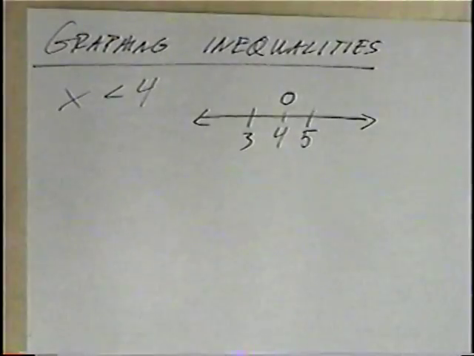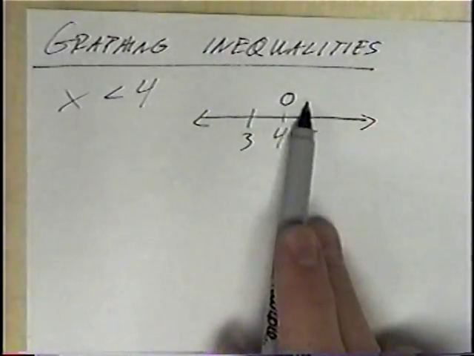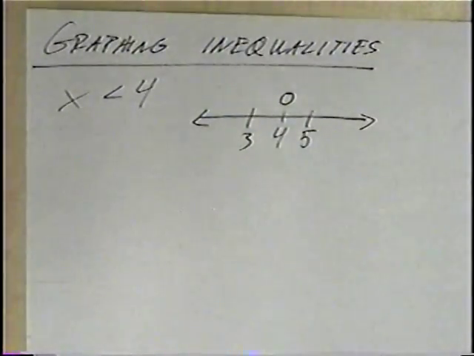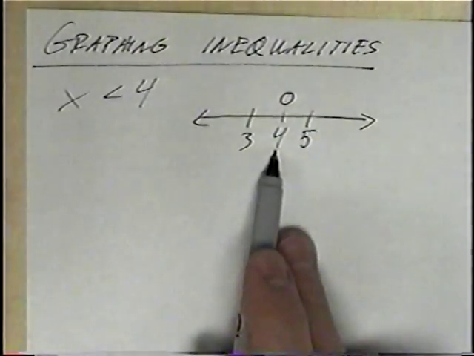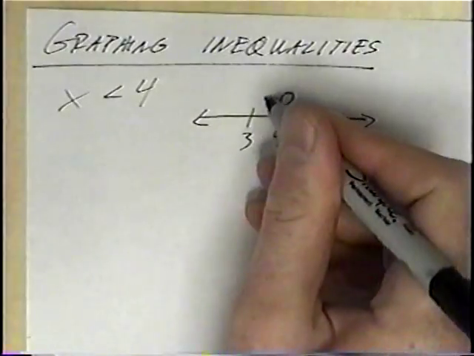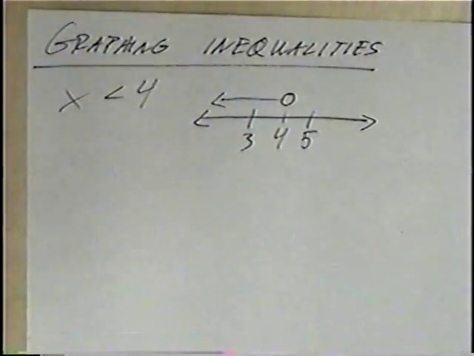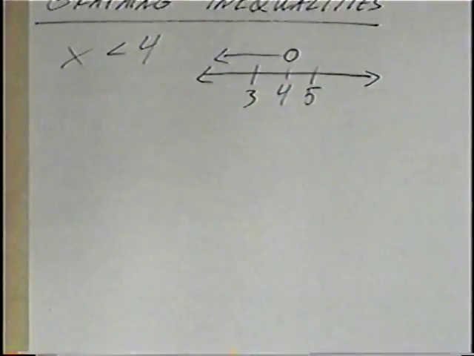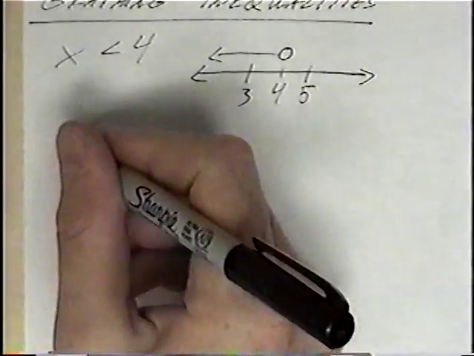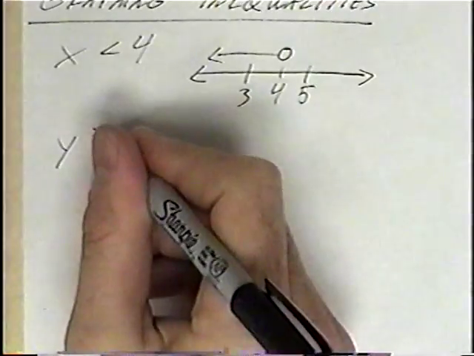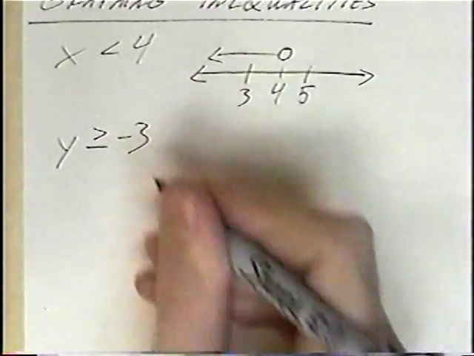And the last part to graph, we'll either draw the line going to the left or going to the right. In this question, x is less than 4. Less than 4 means smaller than 4. Smaller than 4 would be to the left. Second question that we'll graph. y is greater than or equal to -3.